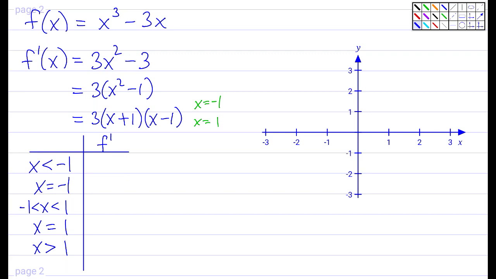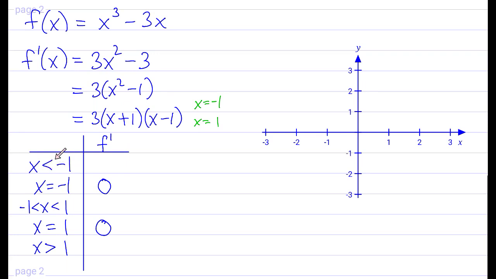Well, we already know that x equals minus 1 is a zero derivative. X equals 1 is also a zero derivative. And in this column, I'm not worried about the actual values of the derivative. I just need to know, is it positive or is it negative? And how do you do that? Just plug in easy values of x, or just make up numbers so that it's obvious what the sign of f prime is.